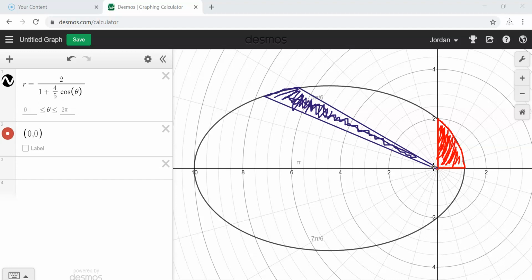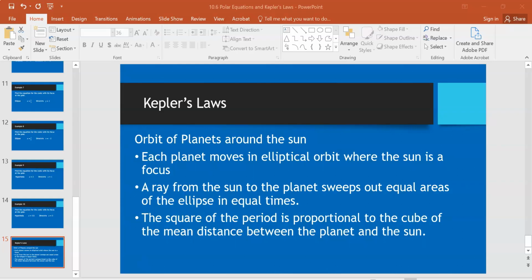And so notice, when we get further out, our rays are going to get longer. That's going to give me more area in these sections. The further your planet is away from the sun, the slower it's moving along the ellipse. All right. Hopefully that makes sense. And the closer it is to the sun, the quicker it's moving. So that's what Kepler's law is saying, or at least that's the second portion of Kepler's law.